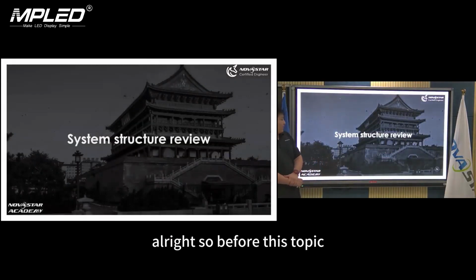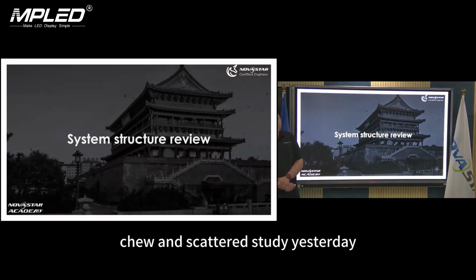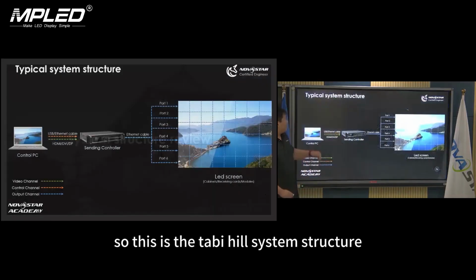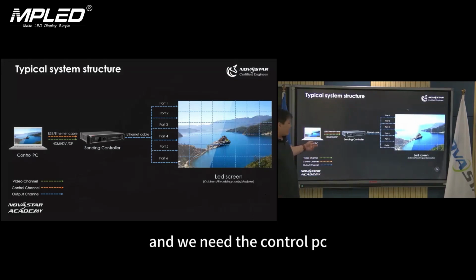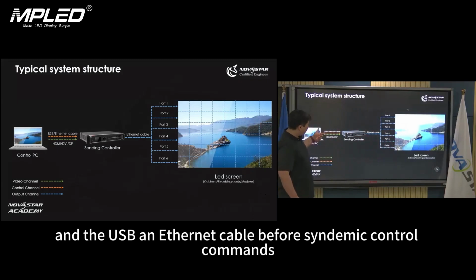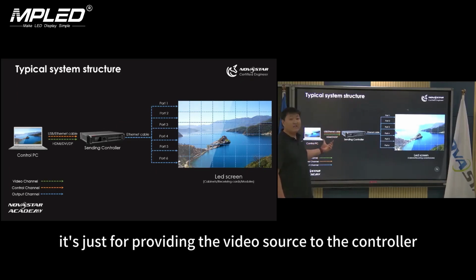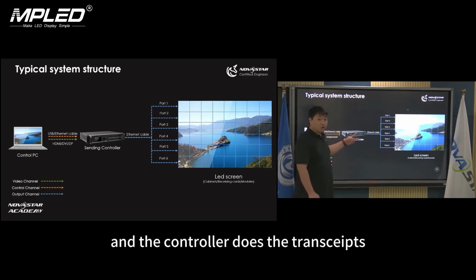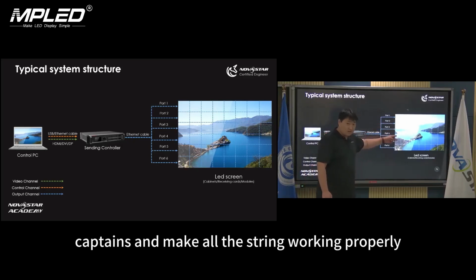All right, so before this topic, we will just do the system structure review, just as Dr. Chu and Steven said yesterday. So this is the typical system structure. And we need the control PC and the pure sending port and also the LED screen. That's okay. And the USB and Ethernet cable is for sending the control commands. And the HDMI, DP, or DVI is just for providing the video source to the controller. And the controller just transmits the data through the Ethernet cable to each cabinet and make all the screen working properly.